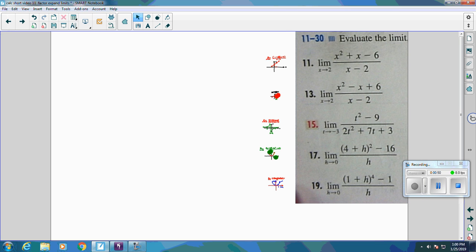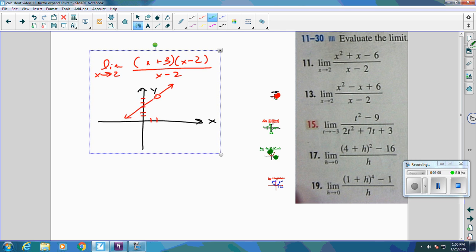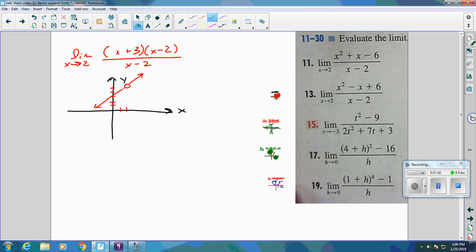What I want you to recognize immediately is if you plug 2 in here, you get 0 at the bottom. So you can't just direct substitute. And we have two things. We either expand or factor. And you don't need the graph, but I did the factoring here. And I factored the numerator and denominator.